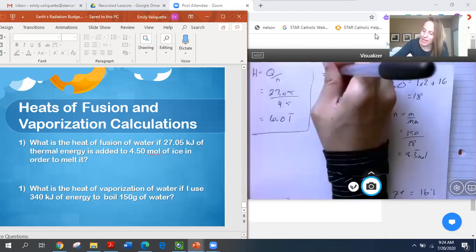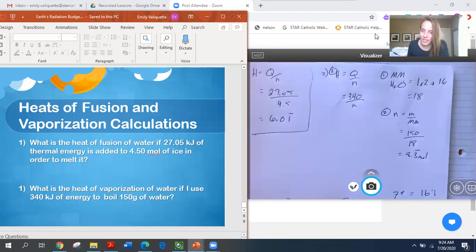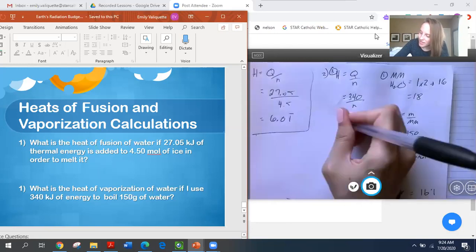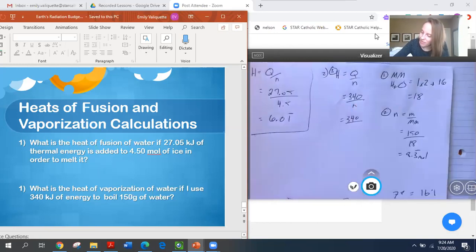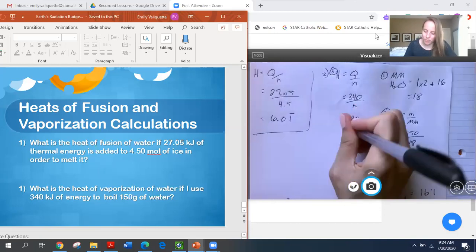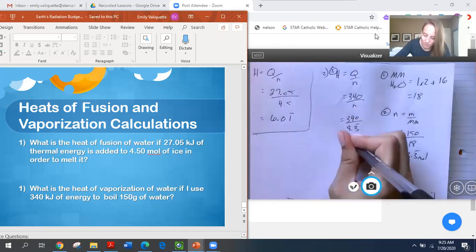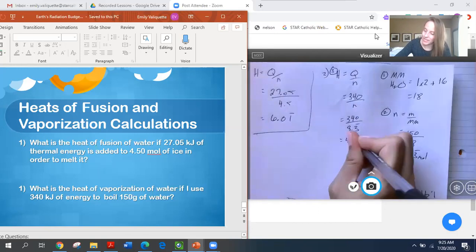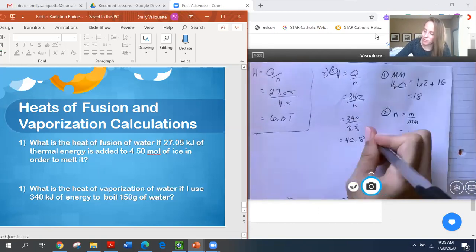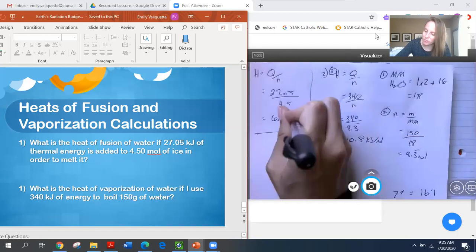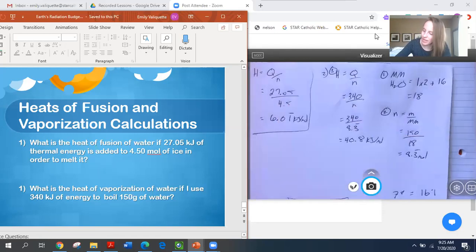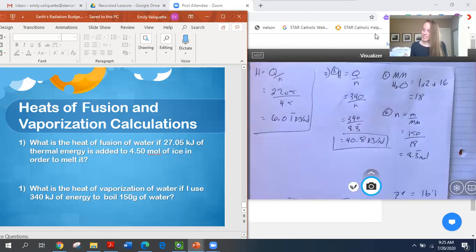Now I can go back to my heat of vaporization formula and do 340 divided by 8.3 repeating, and I get 40.8. And sorry, I should have written my units over here. It is kilojoules per mole. So that would be my final answer.